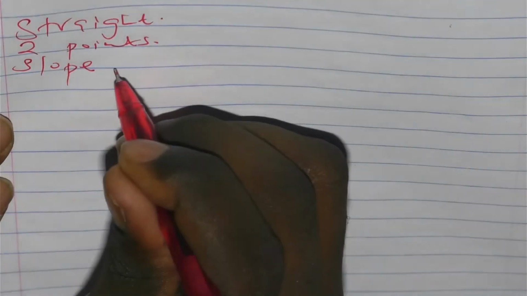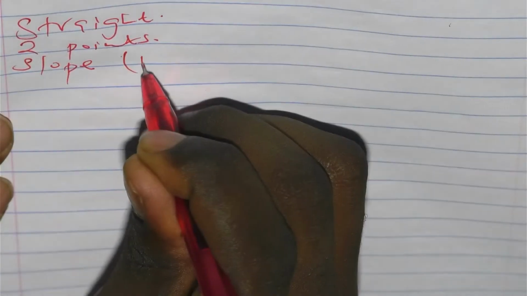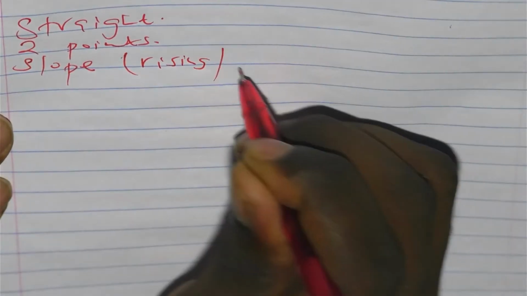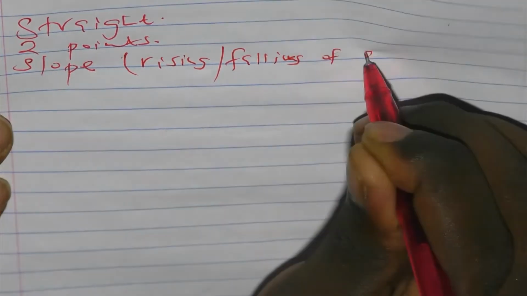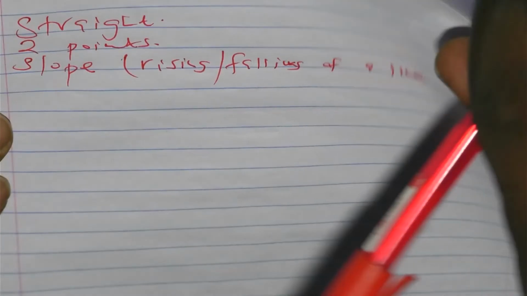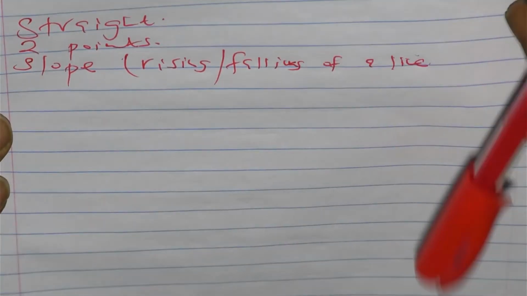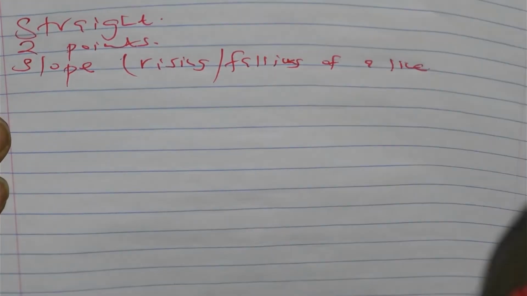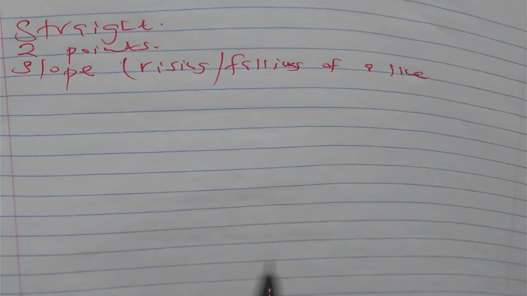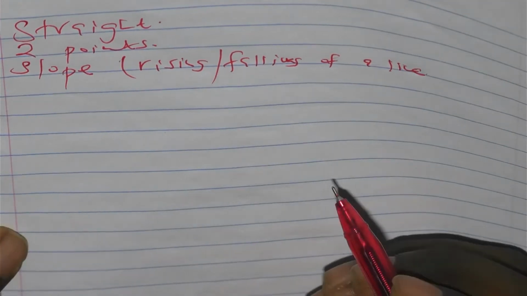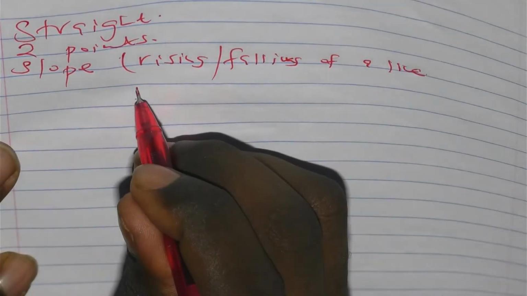What is a slope? A slope is how a line rises or falls. Rising or falling of a line. It's how a line rises or falls. So let's have an example of a line. I'll draw it here.